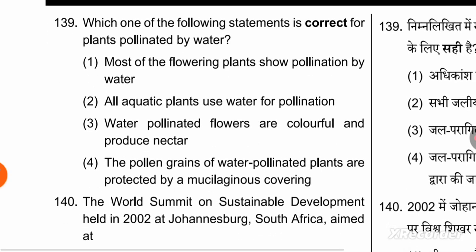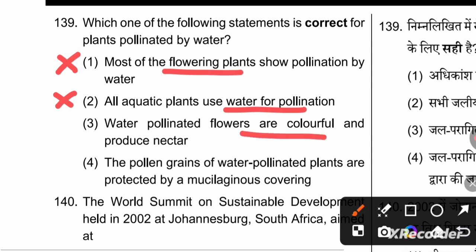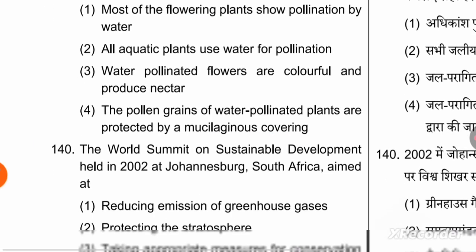139th question. Which one of the following statements is correct for plants pollinated by water? Let us find out the correct statement. First option, most flowering plants are pollinated by water. No, very few are pollinated by water. All aquatic plants use water for pollination. This is also wrong. Water pollinated flowers are colorful and produce nectar. No, they are not colorful, and they do not produce nectar. The pollen grains of water pollinated plants are protected by a mucilaginous covering. This is the right one, so option 4 is right. Let us move to the next question.